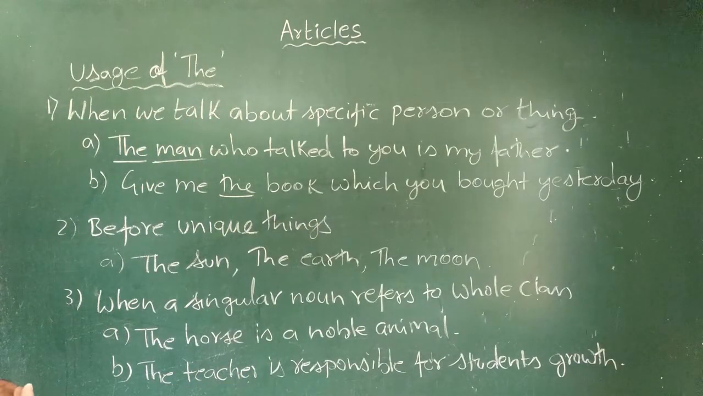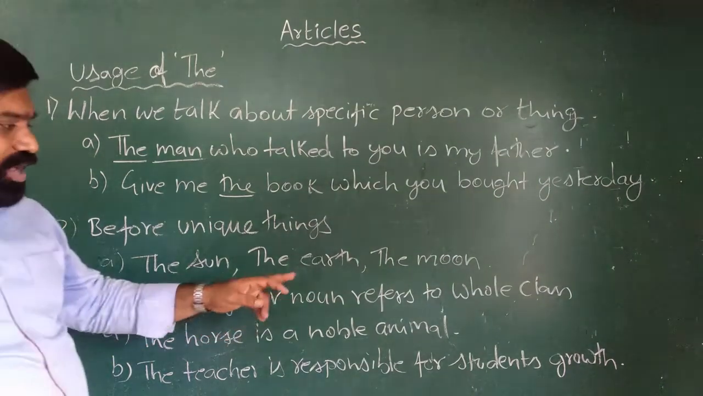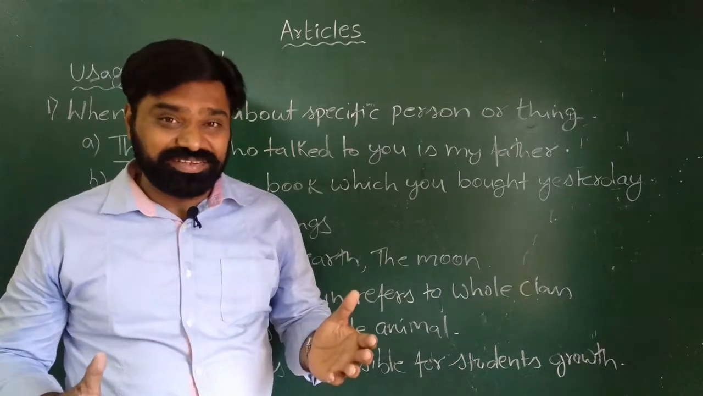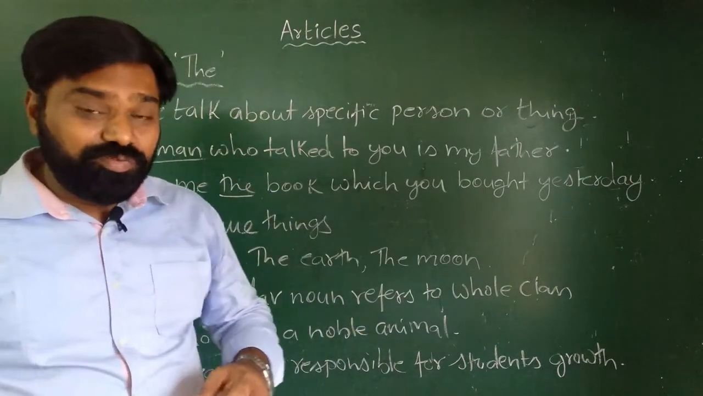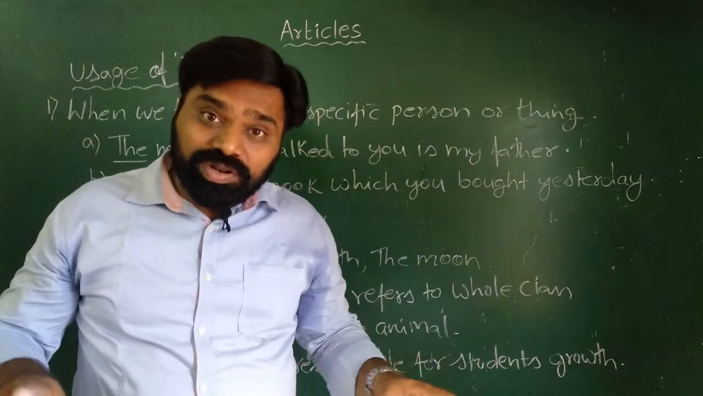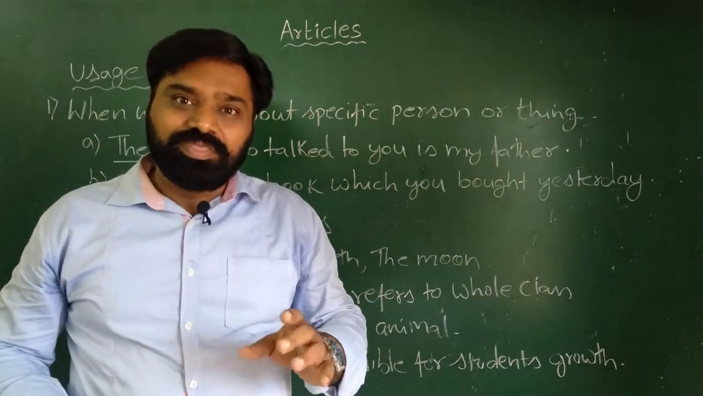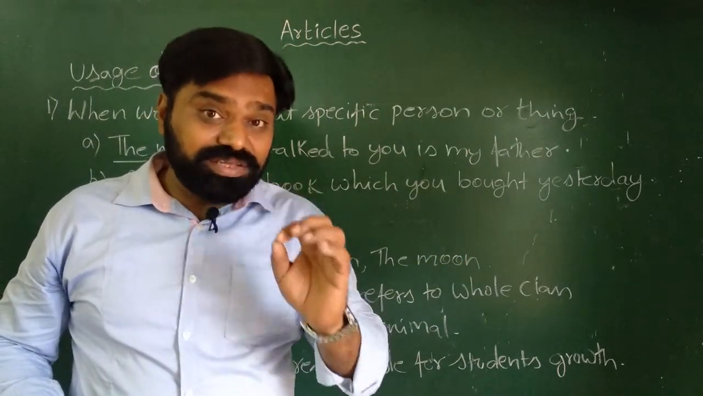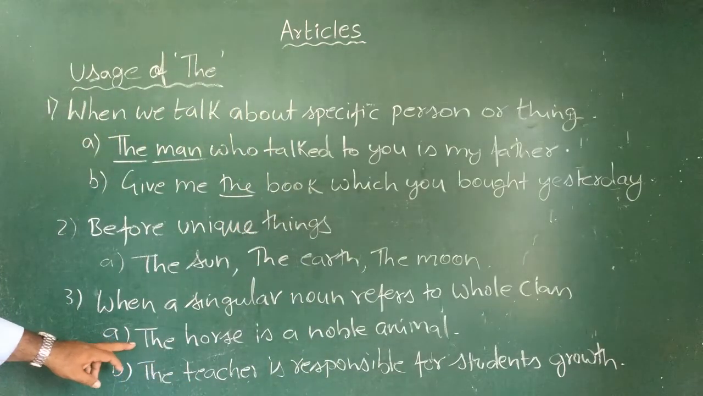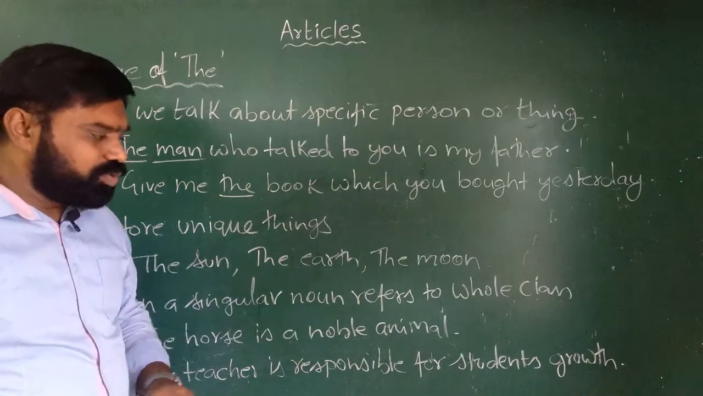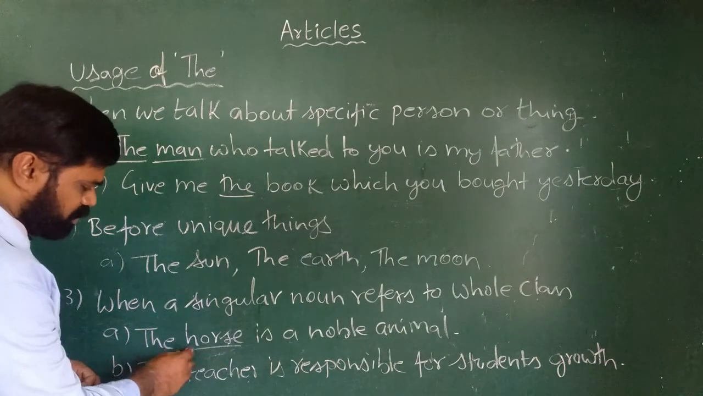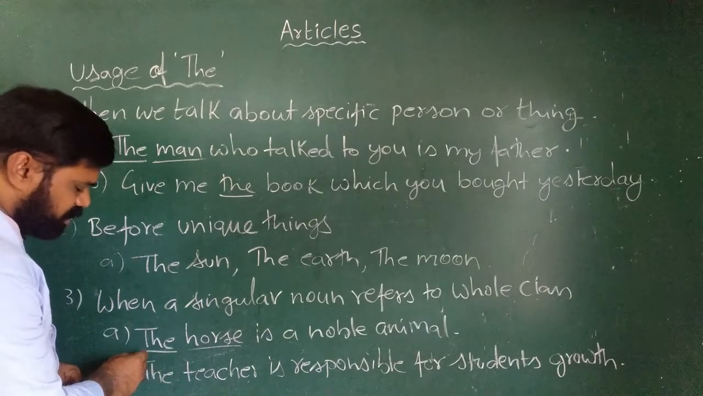Then the third rule: when a singular noun refers to a whole class of its kind. Now this is an interesting case. We are using a singular noun to refer to the whole class of its kind, and we have to use the article the before it. You will understand when you look at the example. The horse is a noble animal. Here, horse is a common noun, but I am using the article the before it.